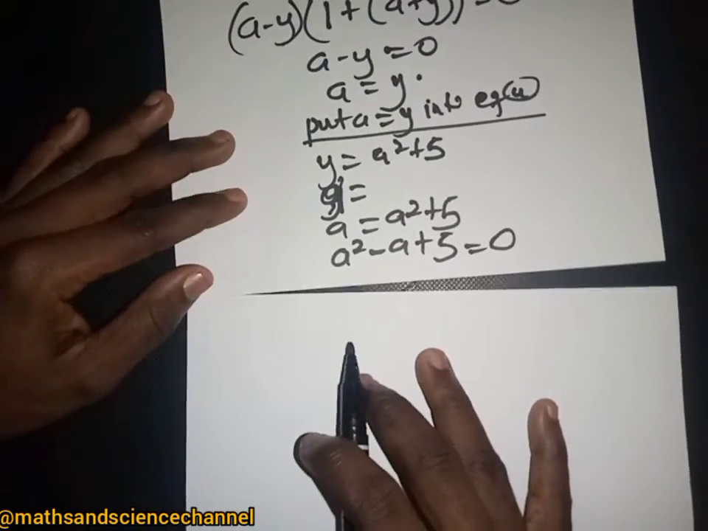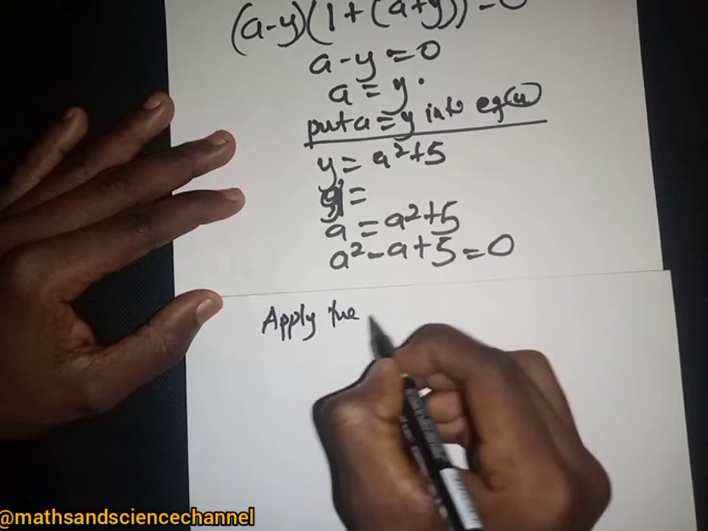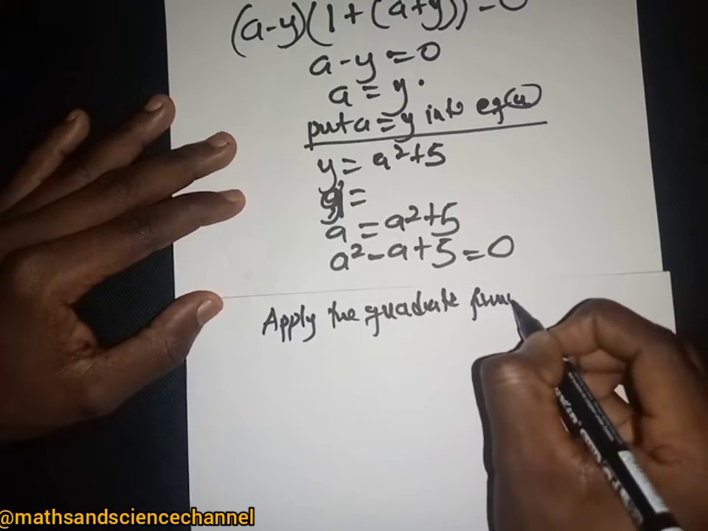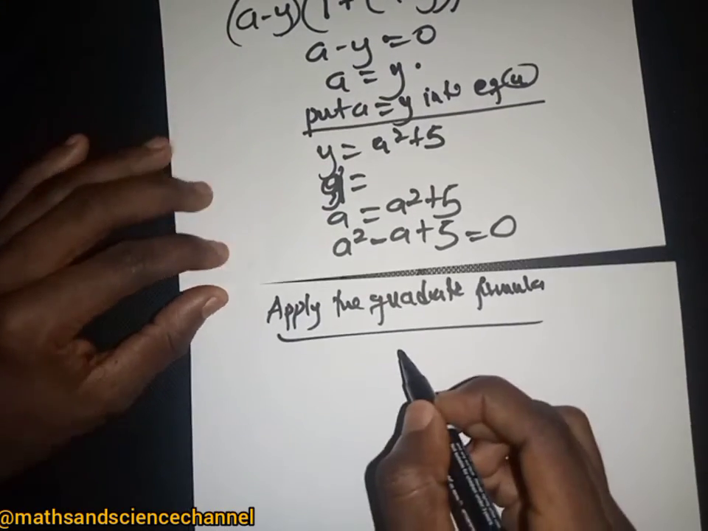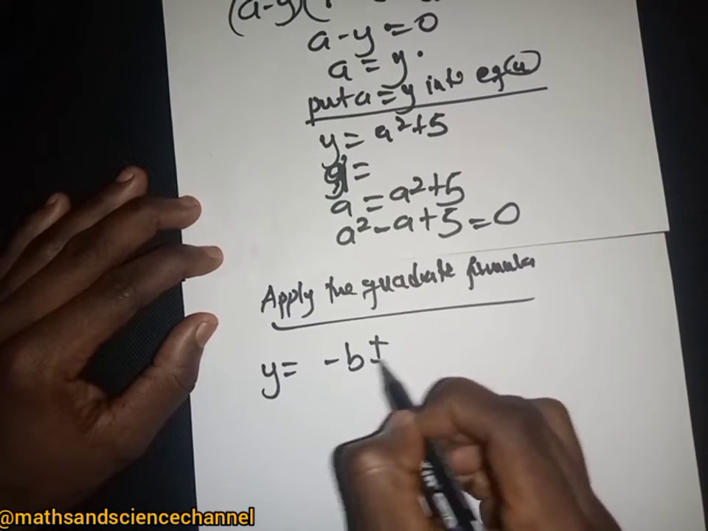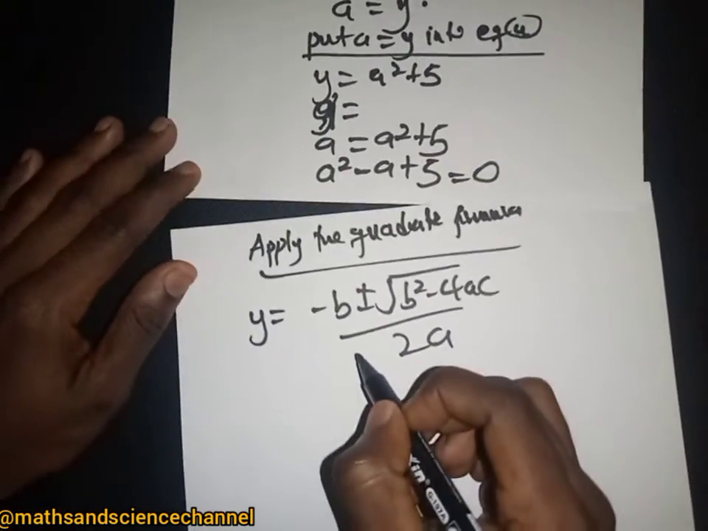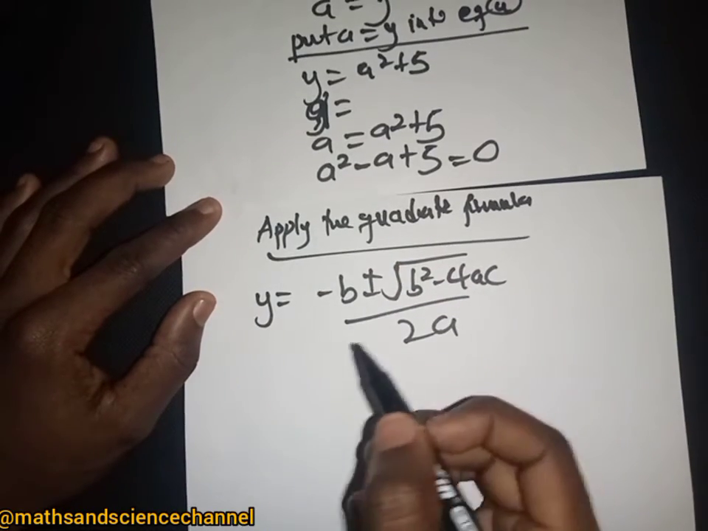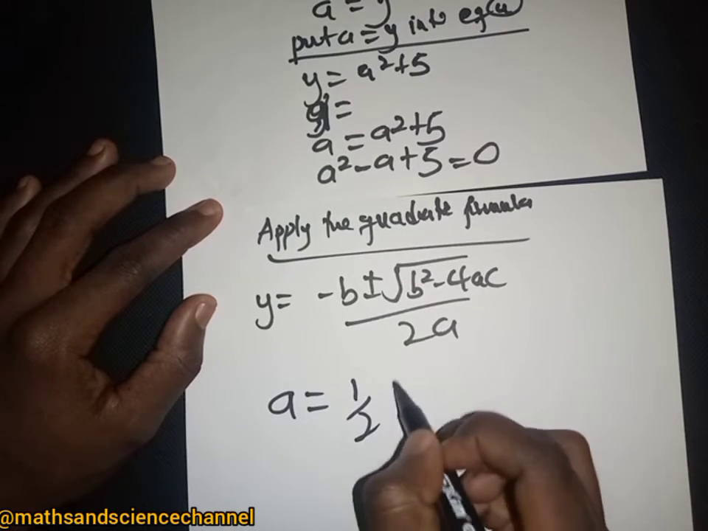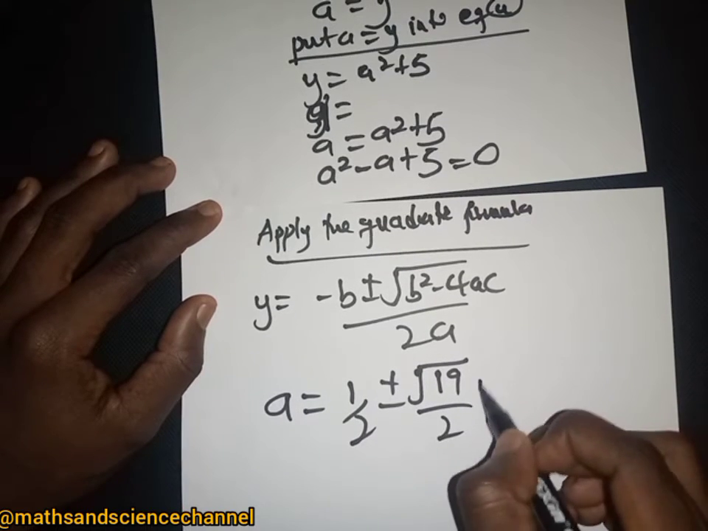So when we apply the quadratic formula, you realize that we have b squared minus 4ac over 2a, right? When we substitute the whole of that into it, we are just going to get a equal to 1 over 2, plus or minus square root of 19, also divided by 2, imaginary.